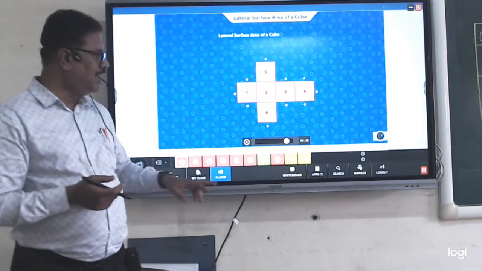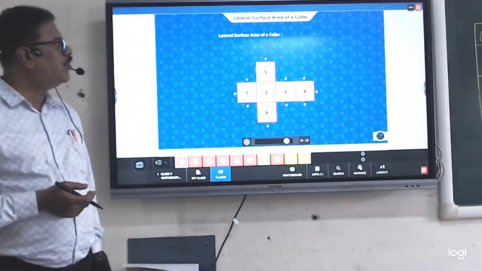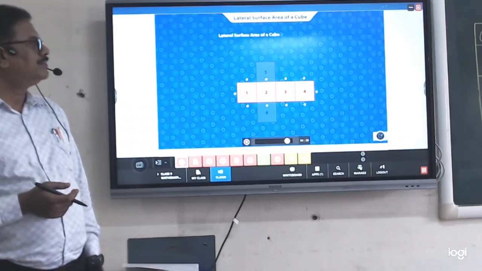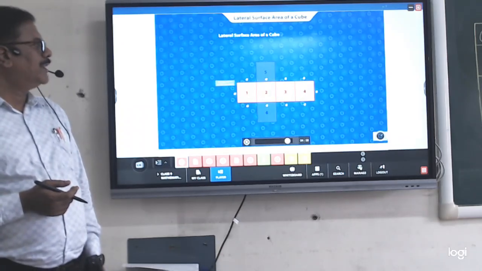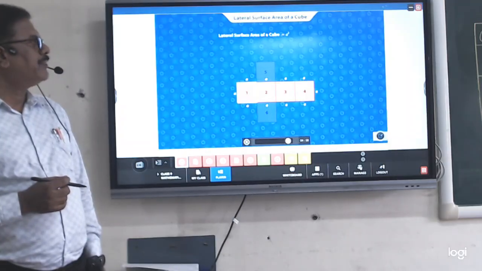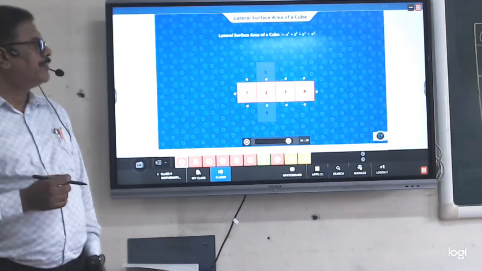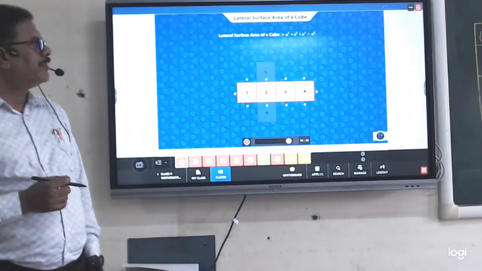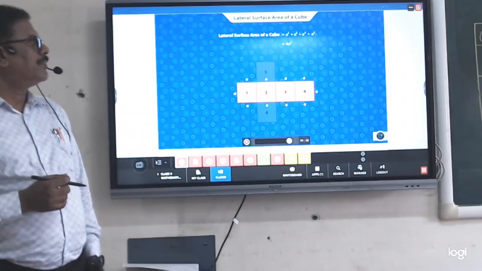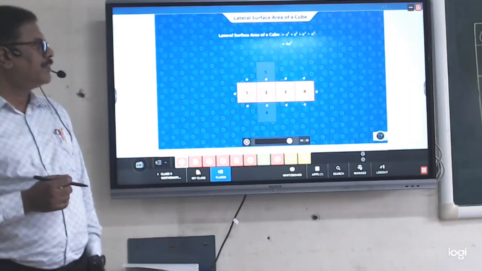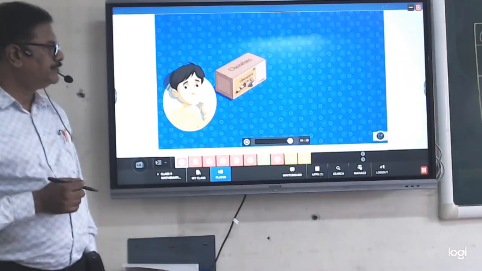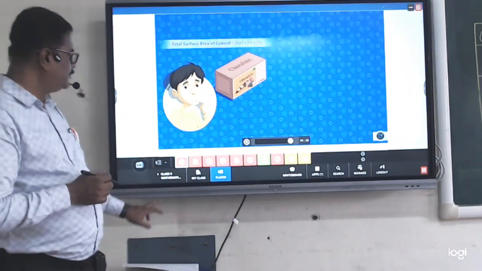4a square. Lateral surface area of the cube can be calculated by adding the areas that form the lateral surfaces of the cube. The area of one face is a square, and we have four such faces that form the lateral surfaces of a cube. So, the lateral surface area of a cube is 4a square. To find out the amount of gift paper he needs, Rahul needs to calculate the total surface area.